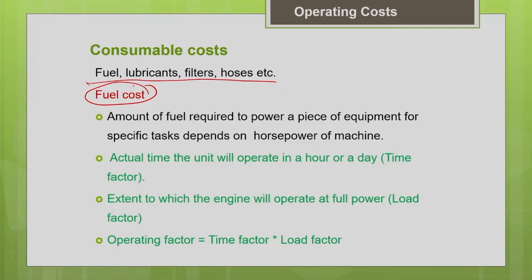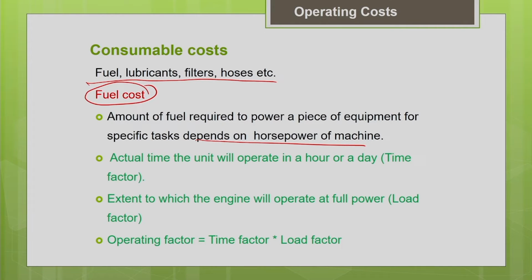The amount of fuel consumption depends upon the engine type. All the construction equipments are basically IC engines, internal combustion based engines, which may be either diesel operated or gasoline operated. Your fuel consumption is going to depend upon the horsepower of the machine, that is very important. It depends upon the type of your engine and the horsepower of your machine.